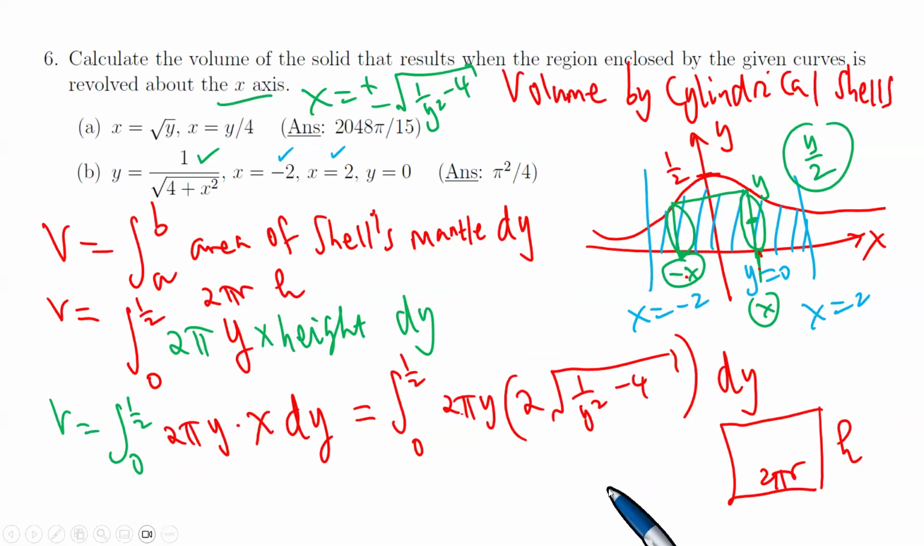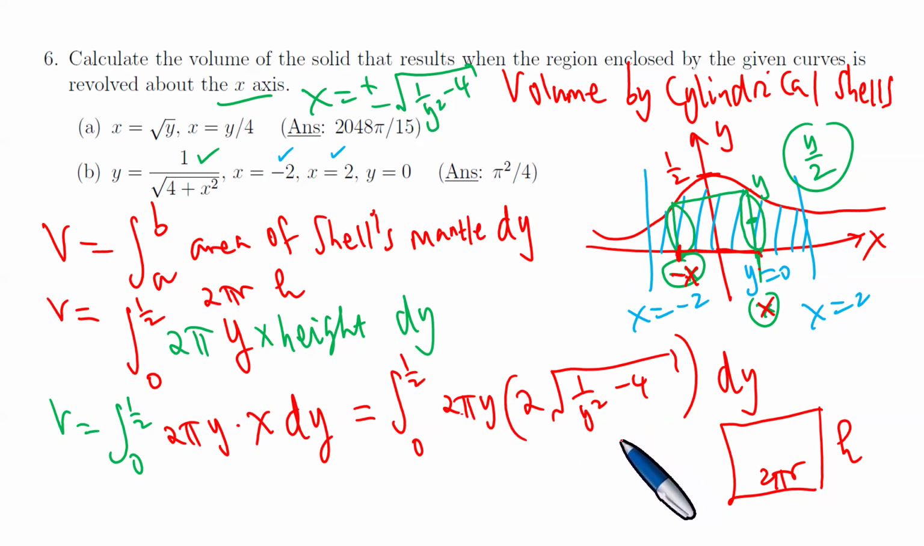Sorry, can you please elaborate on the 2x part? Yeah, the 2x part, because when you find a random cylindrical shell, it will have an x that is negative on the negative side, but it also has an x on the positive side. But they are the same size because it's symmetrical. So to find the height, you have to take this distance and that distance. So it's x and x, which is 2x. But if x is plus or minus this square root, you have to take 2 of the square roots, because there's an x in this direction and that direction. That's why we have 2 of the square root.